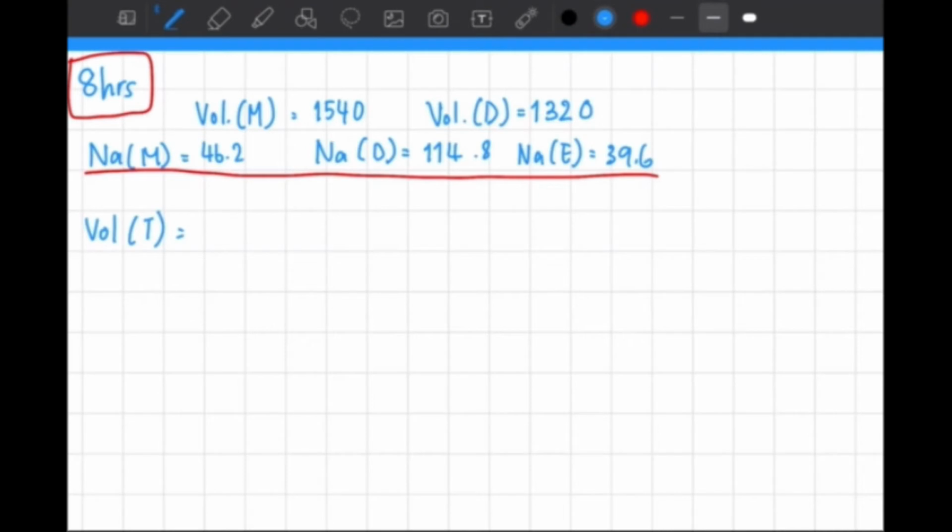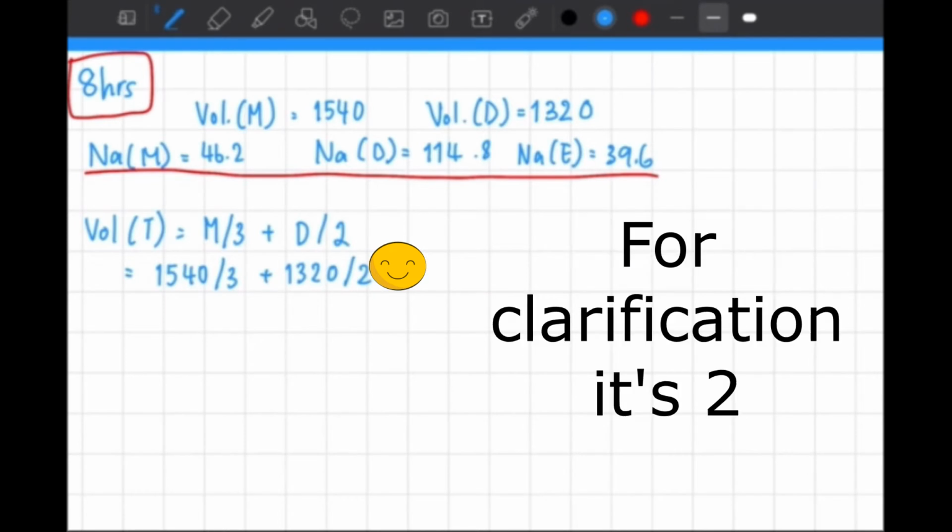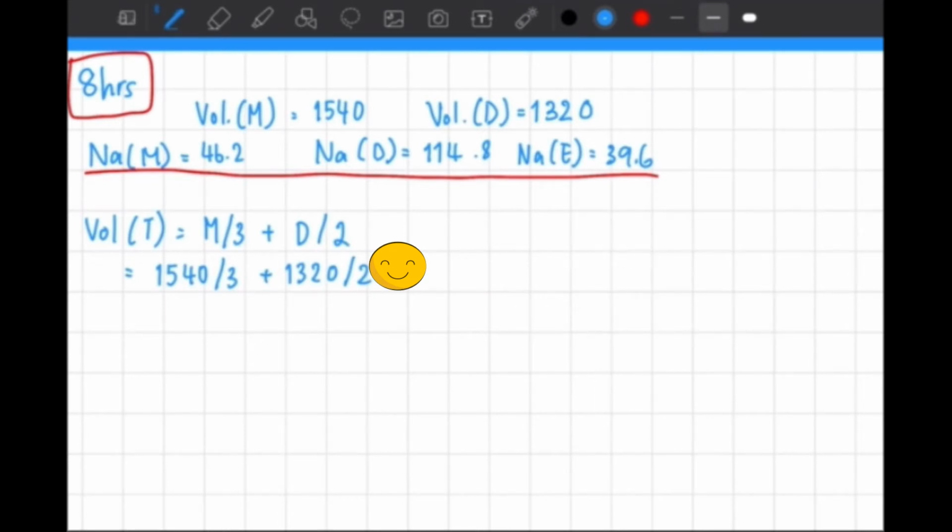If you could recall, the formula is maintenance fluid divided by 3 plus deficit divided by 2. In this case, it would be 1,540 divided by 3 plus 1,320 divided by 2. Perfect. What we would get out here would be 1,173 milliliters per 8 hours. So this is the total volume needed within the first 8 hours.